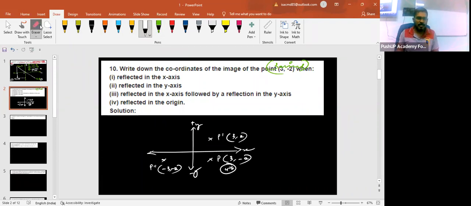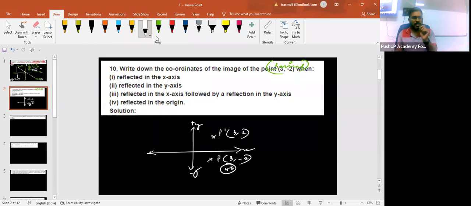What I'll do is I'll just erase this, just to avoid confusion. Nothing else. First, you should be reflecting in the x-axis. So obviously it is reaching here, P dash 3, 2. Once it is reflected in the x-axis, wherever it is, you have to again reflect it in the y-axis. So I think it will be going to the second quadrant, isn't it? This is how the transition happens. From P, it will go to P dash. From P dash, it will go to P double dash.